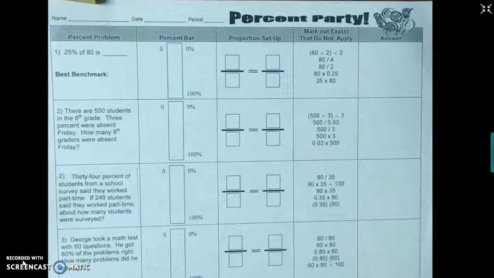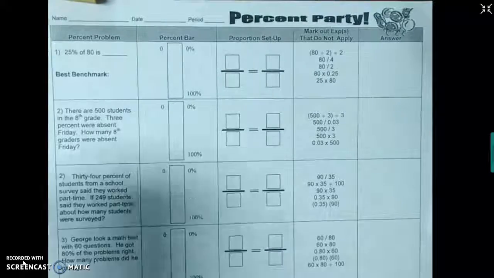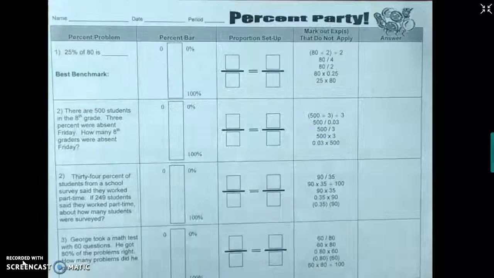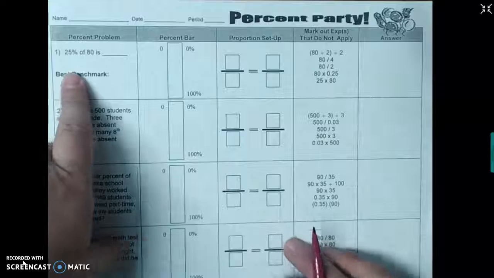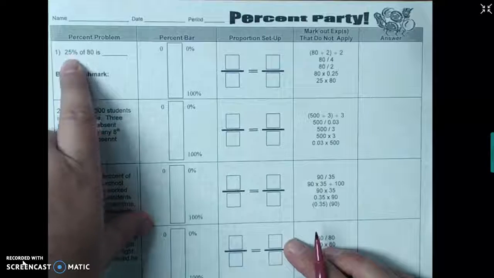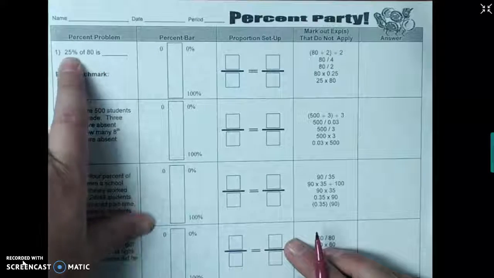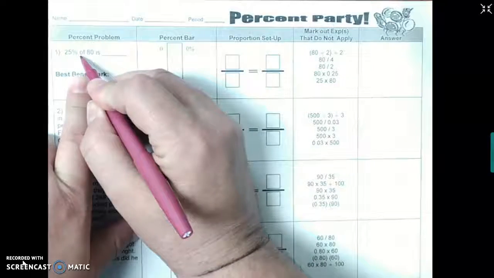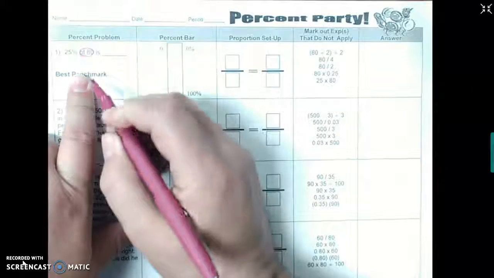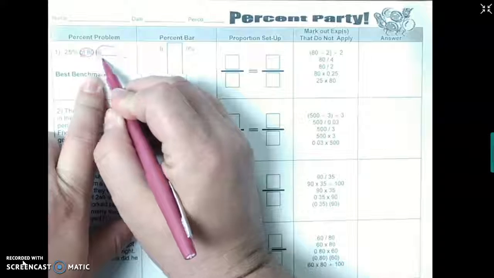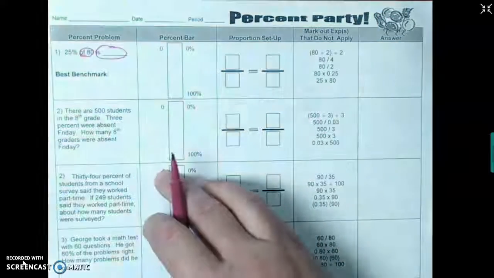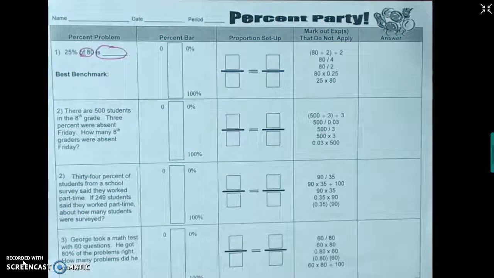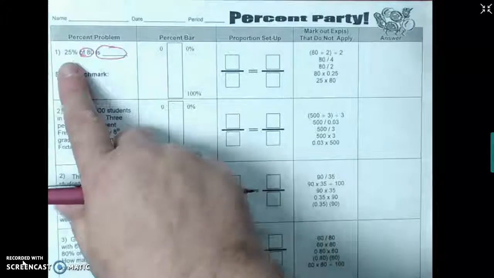Alright, today we are looking at using proportions to solve percentages. We're going to look at just a kind of a naked problem. This is what a naked percent problem looks like. It has a percentage, it has a number that goes with the word of, and it has either a number or a blank that goes with the word is.